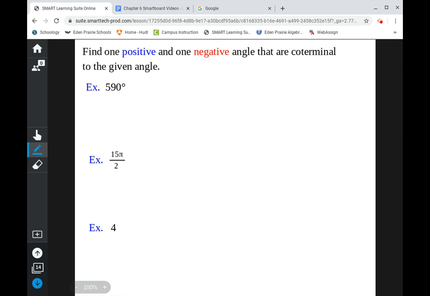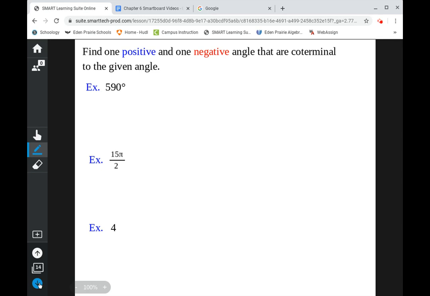It says find one positive and one negative angle that are coterminal to the given angle. How do we do this? Just as we said, if it's degrees, add or subtract 360 degrees. If it's in radians, add or subtract 2 pi. How do we know something's in radians or degrees? If there's a degree mark, it's in degrees. If there's no degree mark, like this 4 here in this example, it's obviously radians.